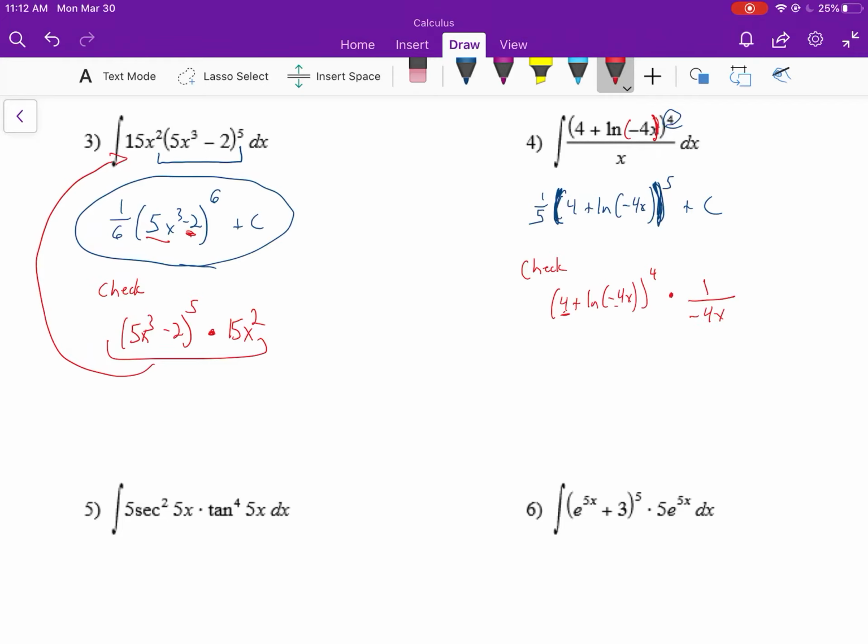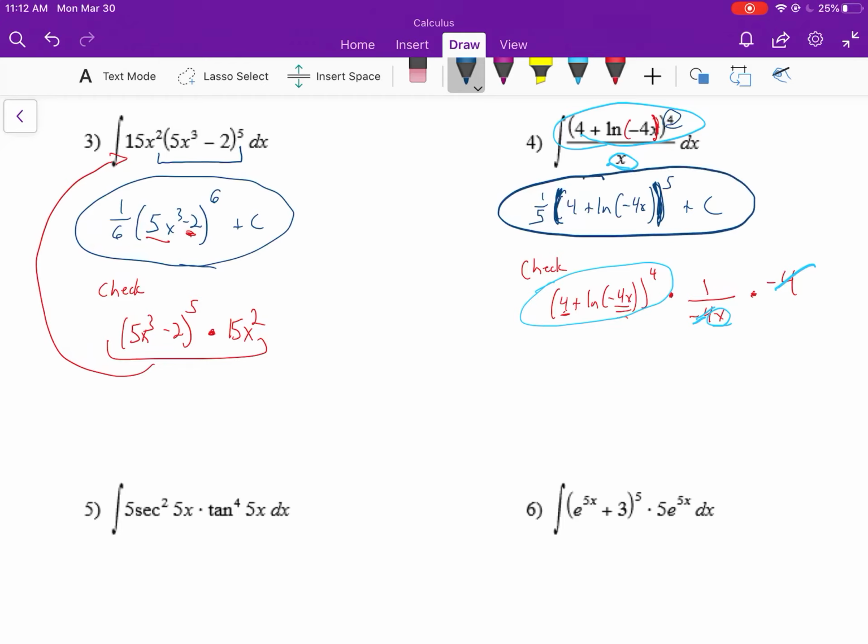But then even within the natural log, we have a negative 4x, so the derivative of negative 4x is negative 4. And it looks like this is going to turn out to work. The negative 4's will cancel. And just checking, this is what's in the numerator in our original. And then we have x in the denominator, so that was the correct answer. So there's the integral.